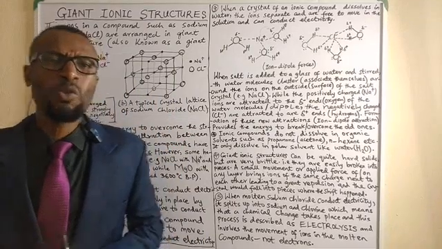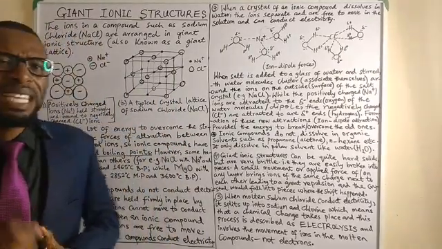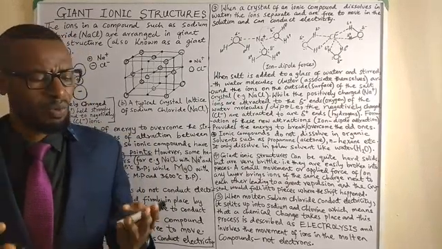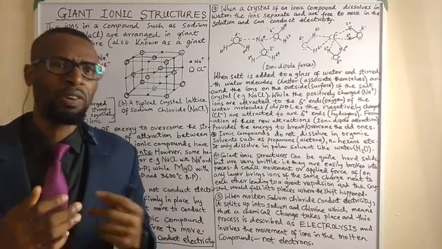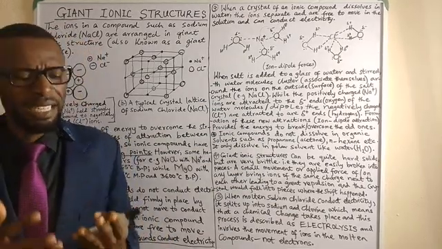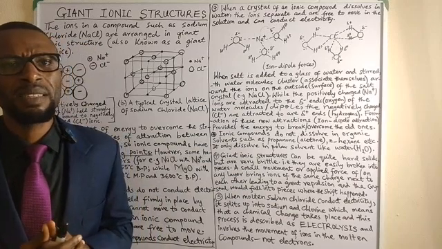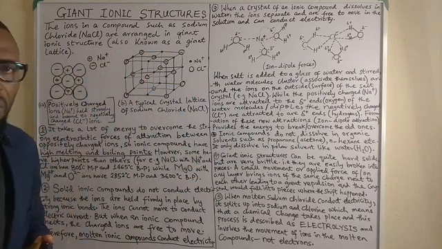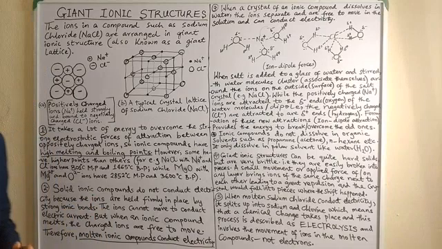Okay, so when we talk about giant ionic structures, it is important for us to state that ions within an ionic compound like sodium chloride are arranged in a neat and regular fashion, known as a giant ionic structure, or what we otherwise call a giant lattice structure.